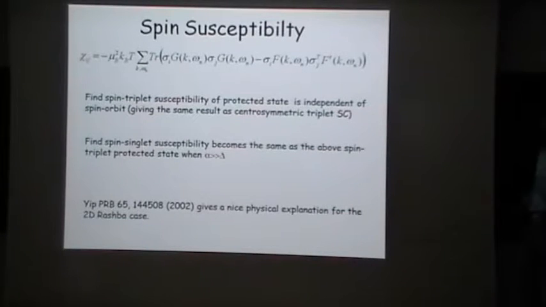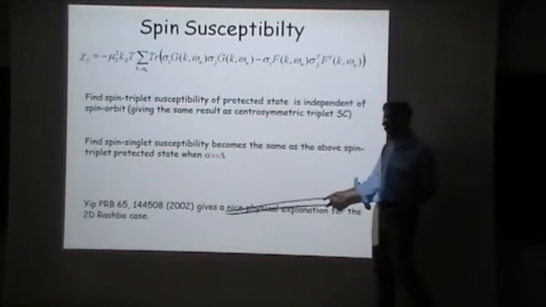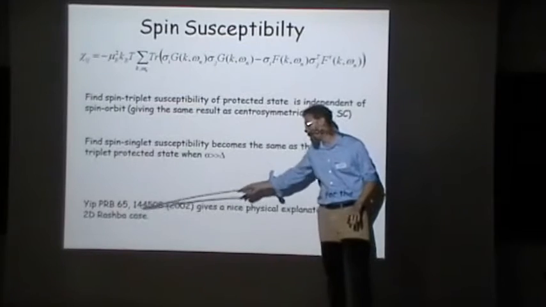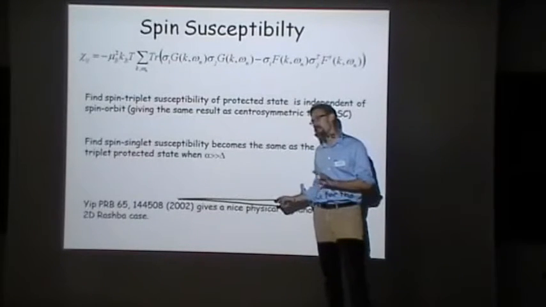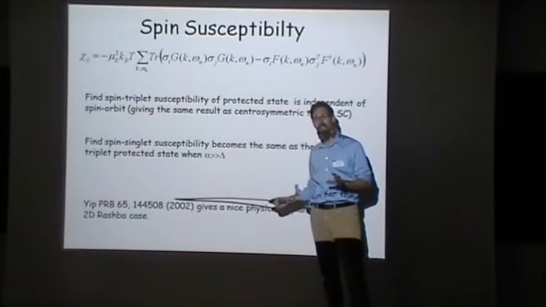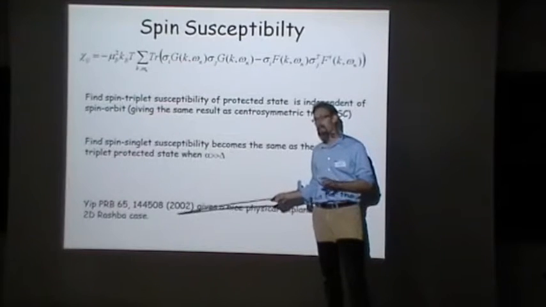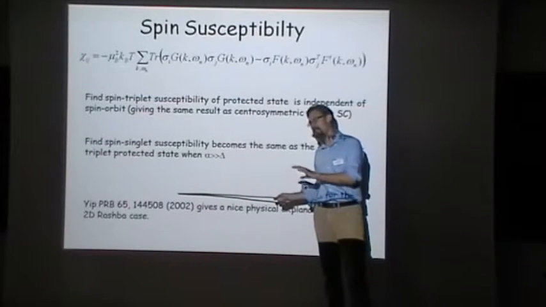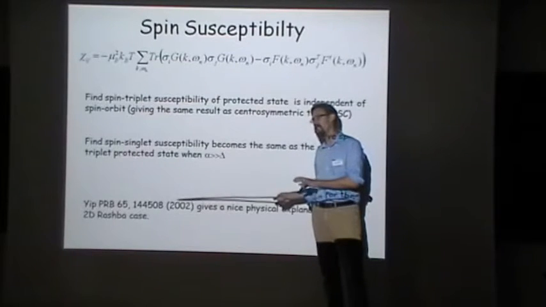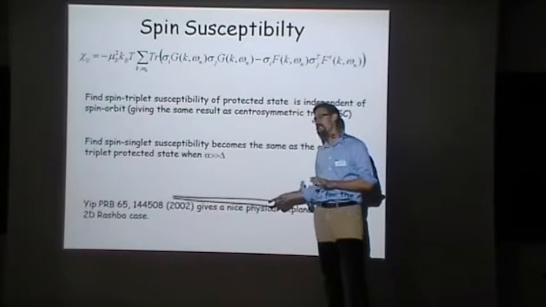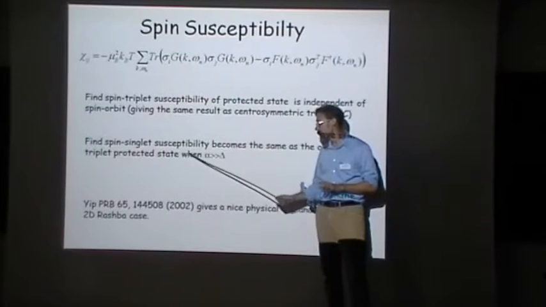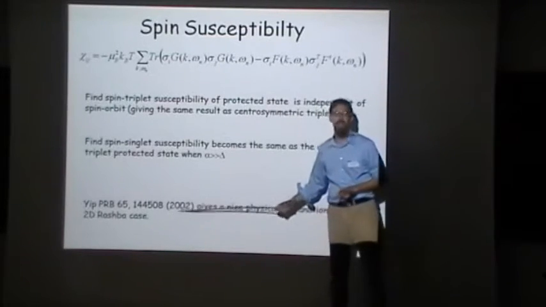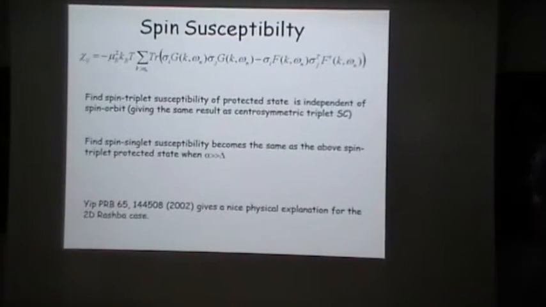There's a very nice physical explanation of this by Yip in this paper here, and he gives a very simple, elementary explanation for why this is the case. If I have time at the end of this lecture, I'll give a sketch of that, but I'm probably going to run out of time. So if you're interested to see why this is the case for a Rashba spin-orbit coupling larger than delta, I strongly recommend you read this article. It's very nice and useful.